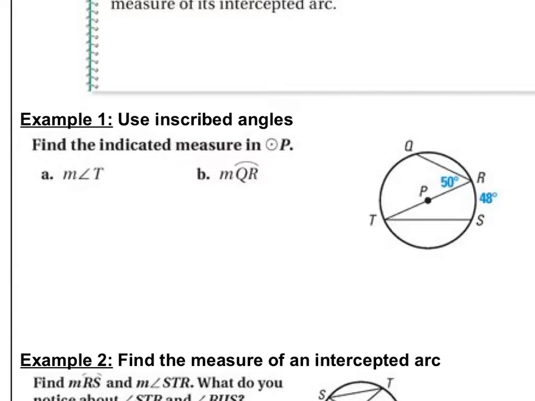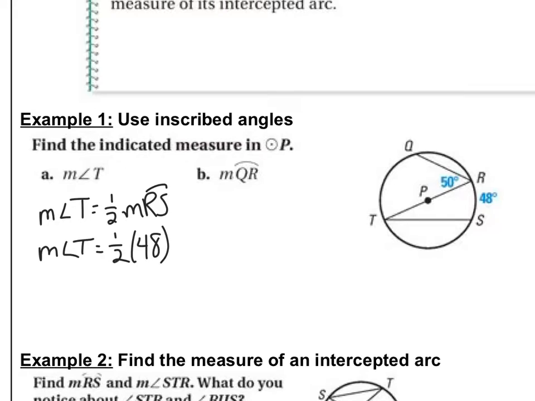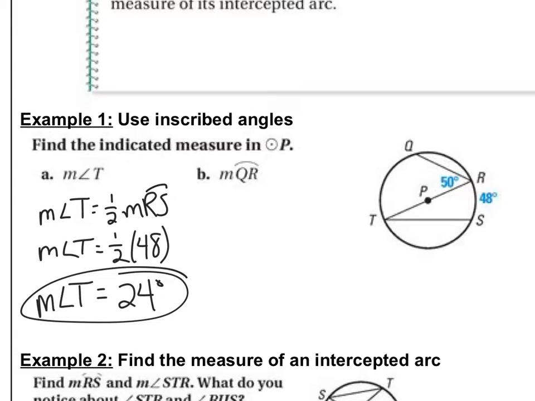So the first thing they want us to do is find the measure of angle T. So angle T is right here. Angle T is the inscribed angle. So to find the measure of angle T, it is going to be 1/2 times the measure of arc RS. So arc RS is 48 degrees. So 1/2 of that will be 24 degrees, and that'll be the measure of angle T.